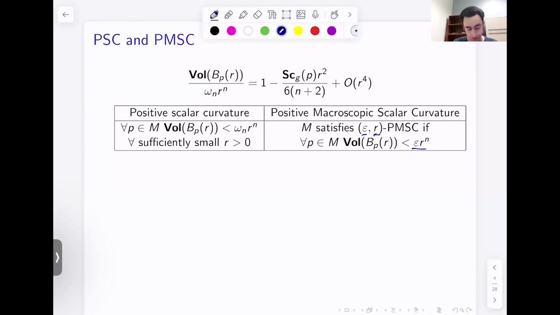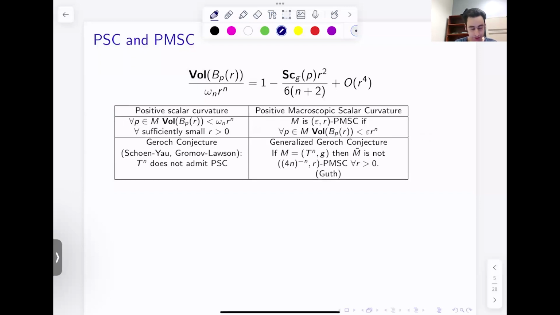It is quite interesting that there is a back and forth between properties of metric spaces or manifolds with this positive macroscopic scalar curvature and properties of positive scalar curvature manifolds. Let me illustrate it with two examples to give you some motivation. There is a celebrated result of Schoen, Yau, and Gromov that the n-torus does not admit a metric of positive scalar curvature. And there is a corresponding macroscopic property.